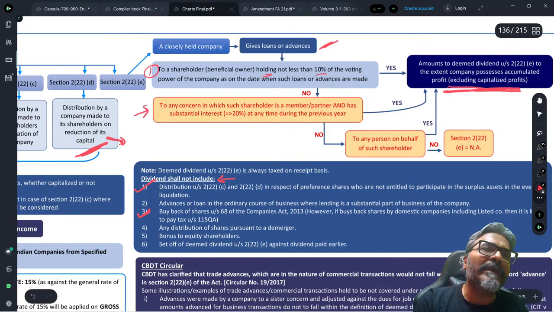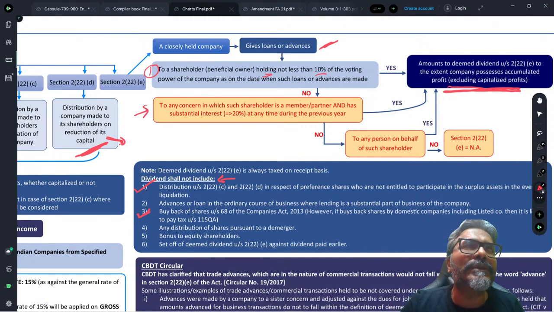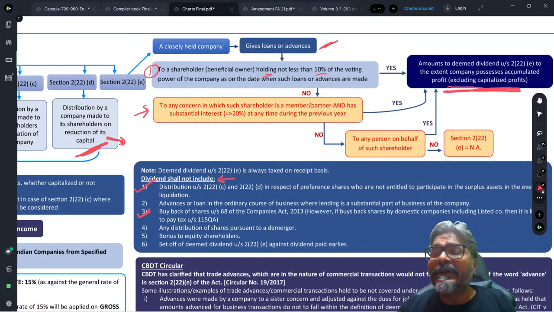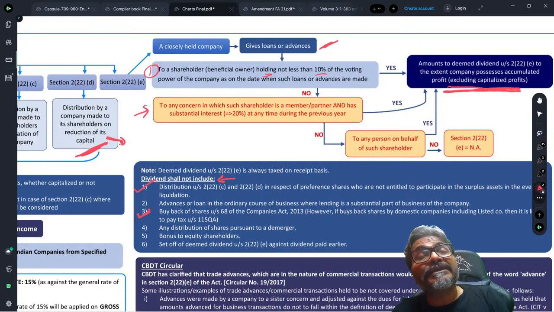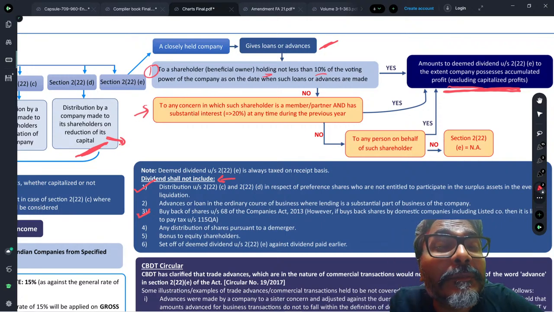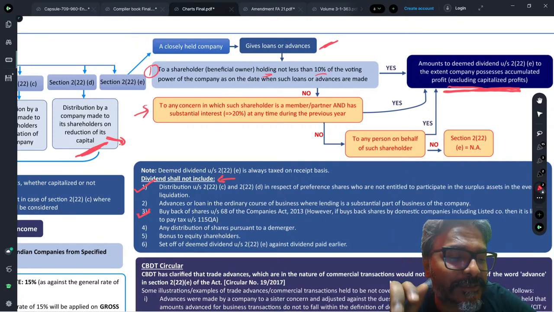However, instead of giving the loans and advances directly to the shareholder, what they can also do is give the loans and advances to a concern in which such shareholder is having a substantial interest at any point of time during the previous year. Now, this is very interesting.